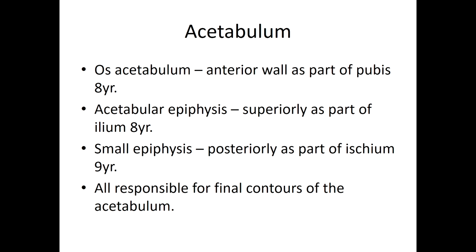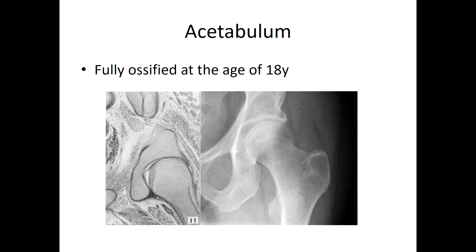So the os acetabulum, which is at the anterior wall, is part of the pubis, is seen and develops at 8 years. The acetabular epiphysis superiorly, as part of the ilium, is 8 years. There's one posteriorly that is seen at 9 years. And all these will finally be responsible for the final contours of the acetabulum, because all these until then are in cartilage and you do not see them. And as you see now, from in utero to now, you can see a well-formed acetabulum all around.